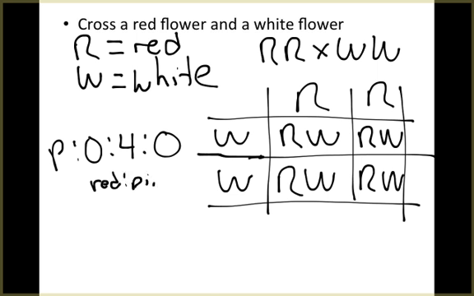Red, pink, white. Just in that order. So homozygous dominant, heterozygous, homozygous recessive. That's all you have to do.